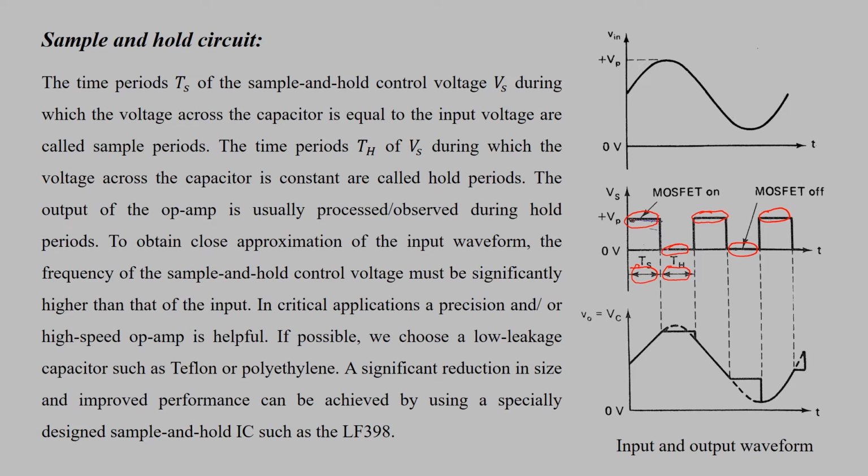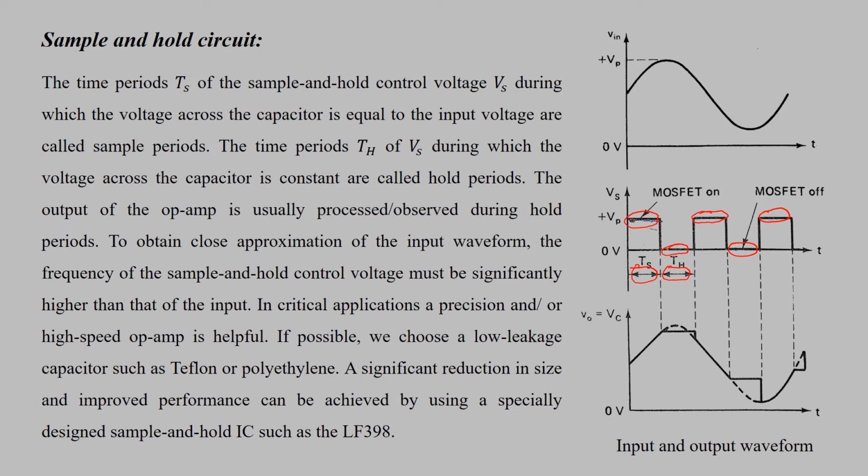So to obtain close approximation of the input waveform, the frequency of sample and hold control voltage must be significantly higher than the input. As per the Nyquist criteria, this should be at least twice the maximum signal frequency. But for practical purposes, we take it up to 10 times the maximum signal frequency.